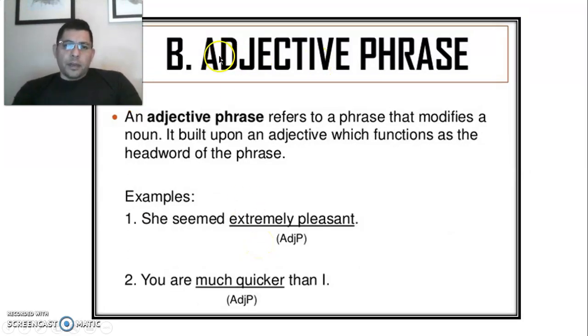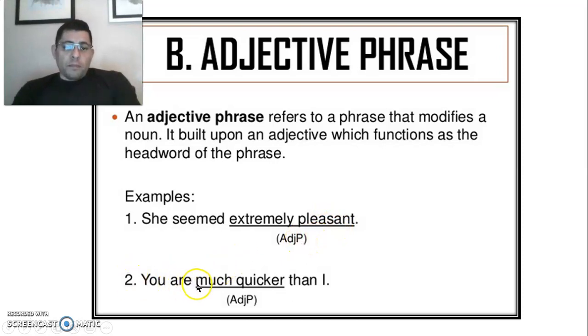Then we have our second analysis, adjective phrases. In adjective phrases, it's exactly the same thing. The principal word in my phrase is going to be an adjective. For example, if we have "she seemed extremely pleasant," if I eliminate the adverb extremely, I may have "she seemed pleasant." So pleasant is my adjective, and therefore this is my adjective phrase.